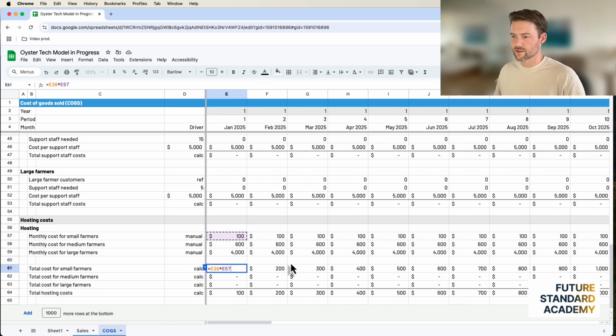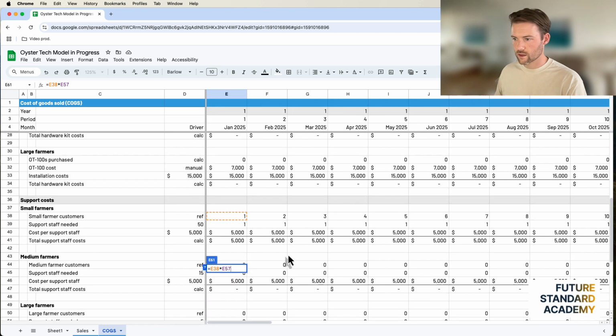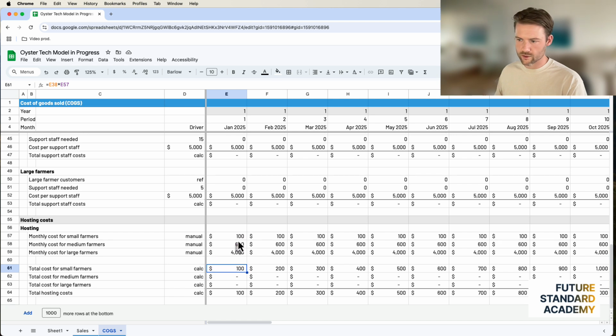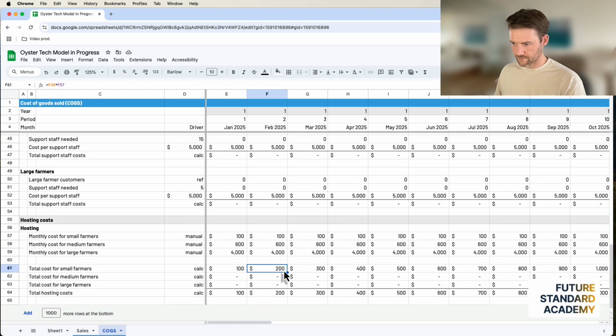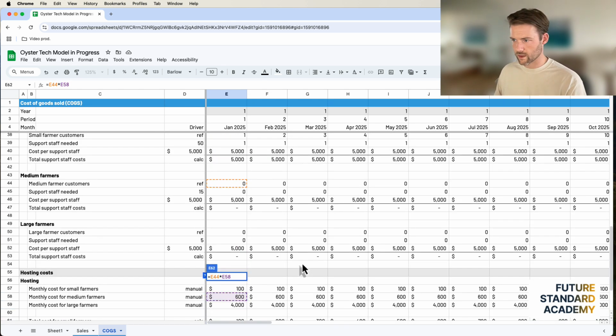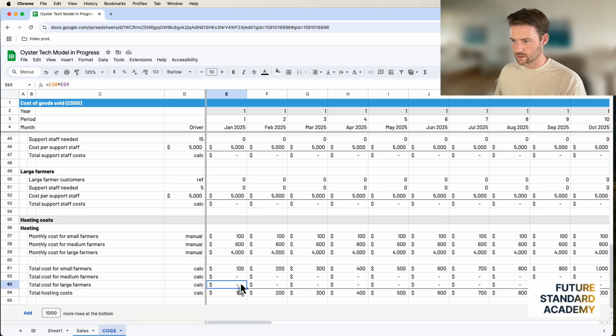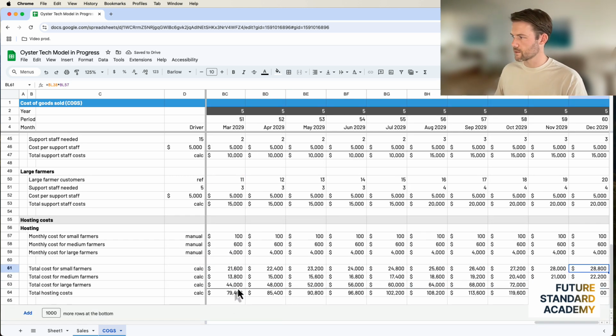But what's happening here is that these are being multiplied. So one small farmer times $100 per farmer equals $100. Over here, now we got 2 small farmers times $100 is $200, and so on. I believe these should all be working because they're the standard sizes. Okay. Now it's going to calculate our hosting costs by the end of it.